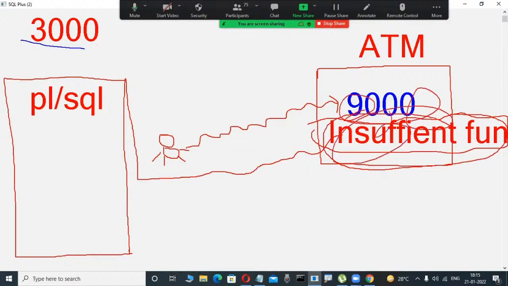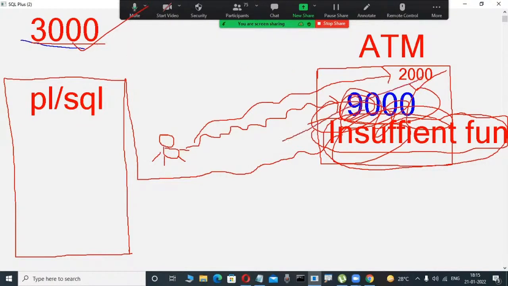Another scenario. For example, now my balance is 3,000. Suppose I insert an ATM card and try to withdraw 2,000 rupees, for example. Is it possible? Possible. Why? Because my balance is 3,000, and 2,000 is less than 3,000. That's why this withdrawal is possible. We are withdrawing 2,000 in this example.